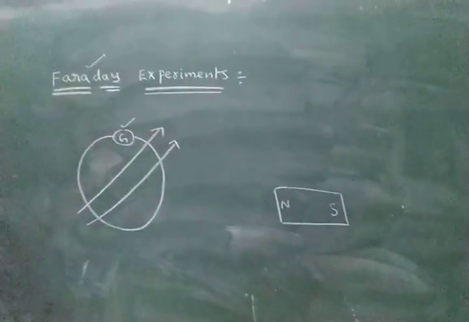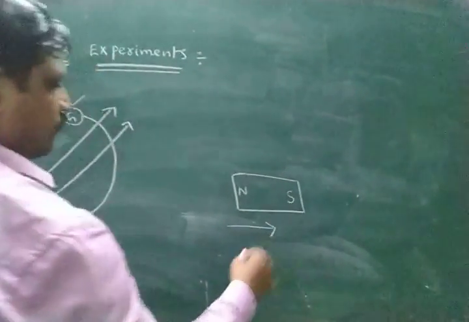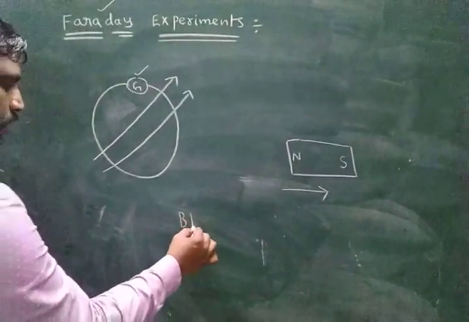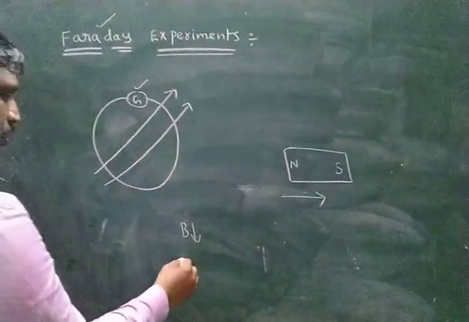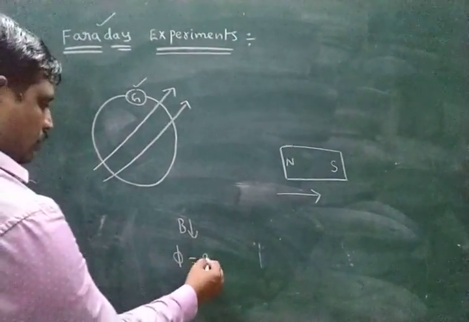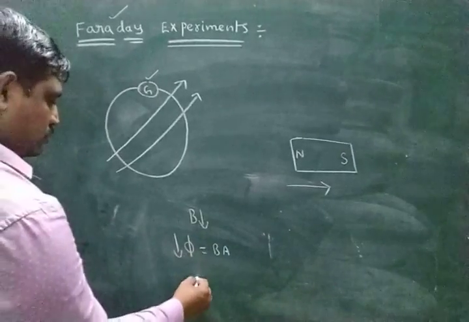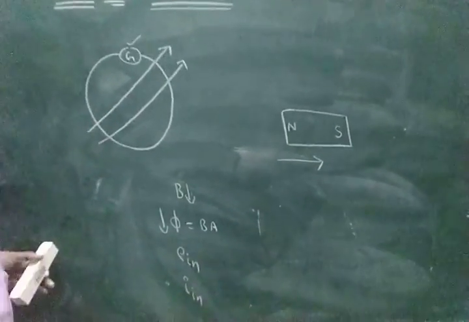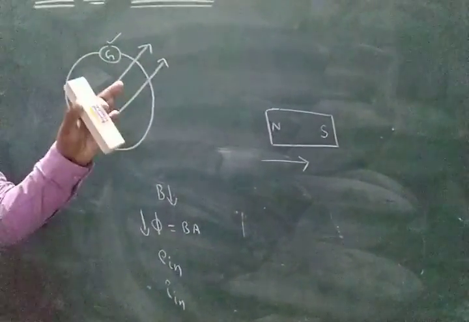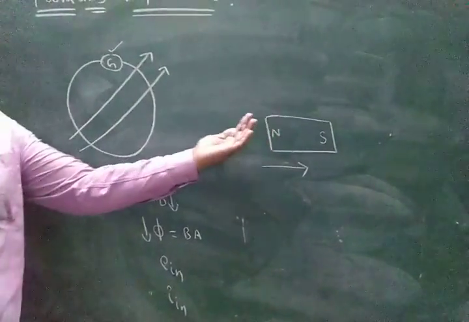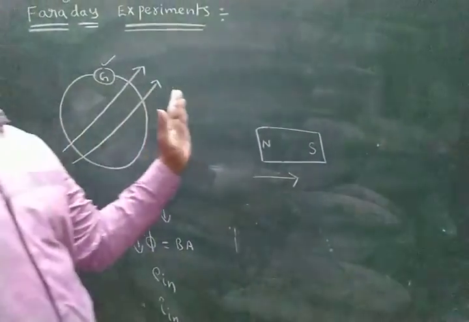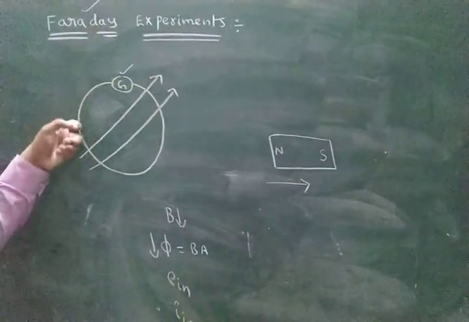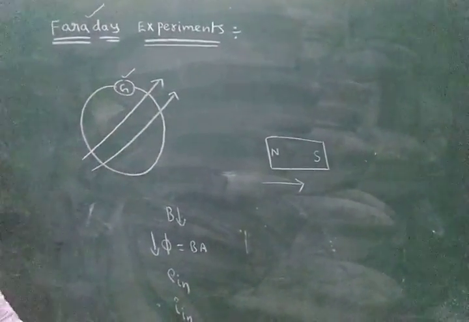Again, same situation. The magnet moves away from the coil. Magnetic lines on the coil decrease. Flux also decreases. In the situation, EMF is developed in the coil, which means current is produced in the coil. Simply, whether the magnet moves towards the coil or away from the coil, current is generated in the coil. This was observed by the scientist Faraday.